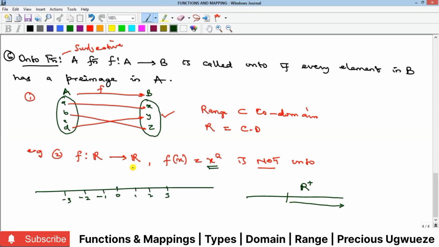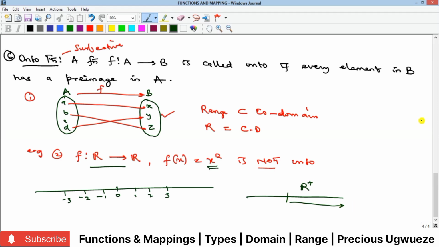We also talked about types of numbers, and you will see it there. So that means this is not an onto map, because not all elements of the codomain have a pre-image in the domain. So that's an example to be considered.